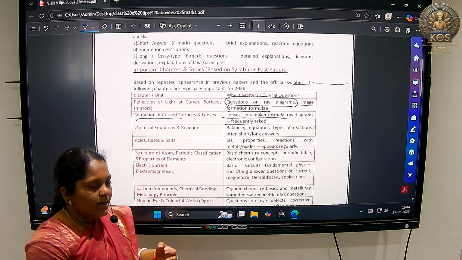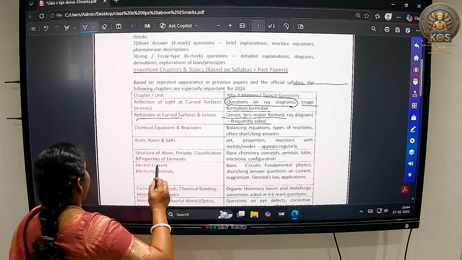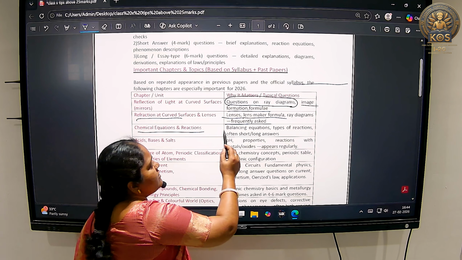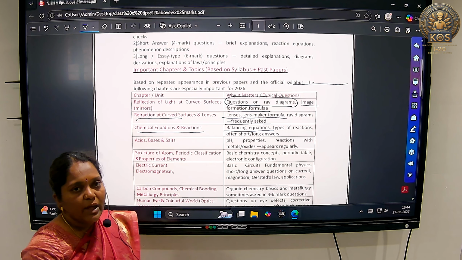So practice it. And the next one, chemical equations and reactions. In this lesson, balancing the equations. We know how to balance the equations.